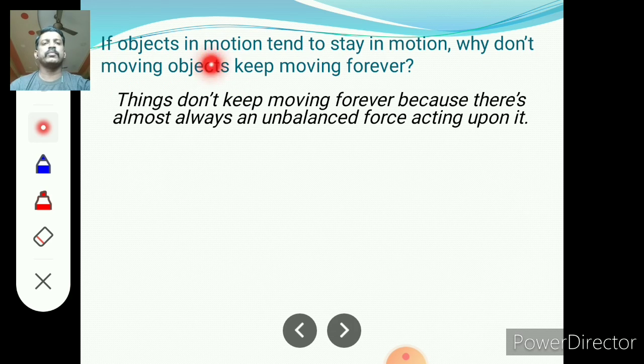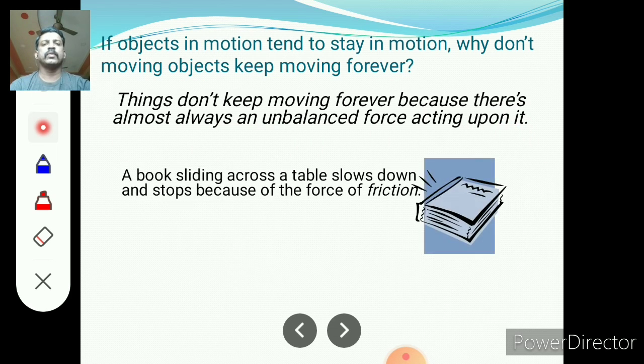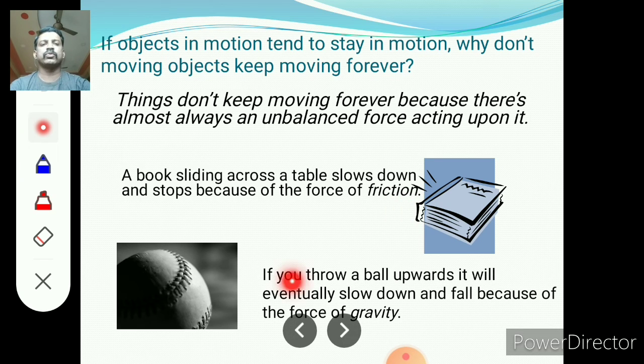If an object in motion tends to stay in motion, why don't moving objects keep moving forever? Things do not keep moving forever because there is almost always an unbalanced force acting upon them. A book sliding across a table slows down and stops because of the force of friction. If you throw a ball upward, it will eventually slow down and fall because of the force of gravity.